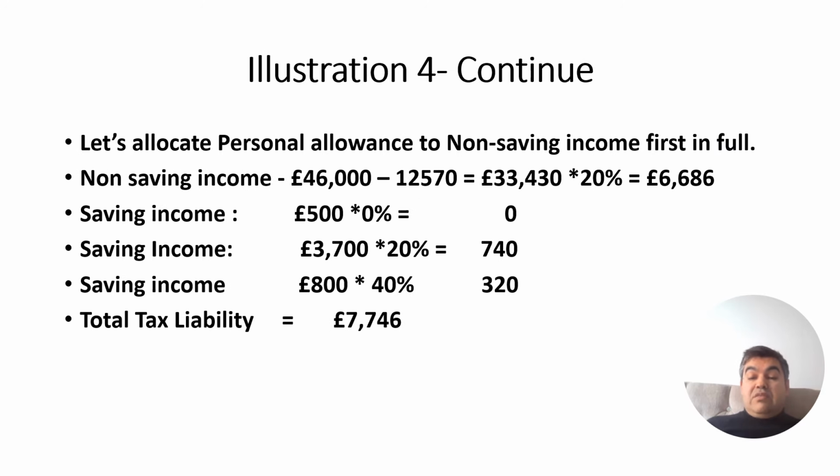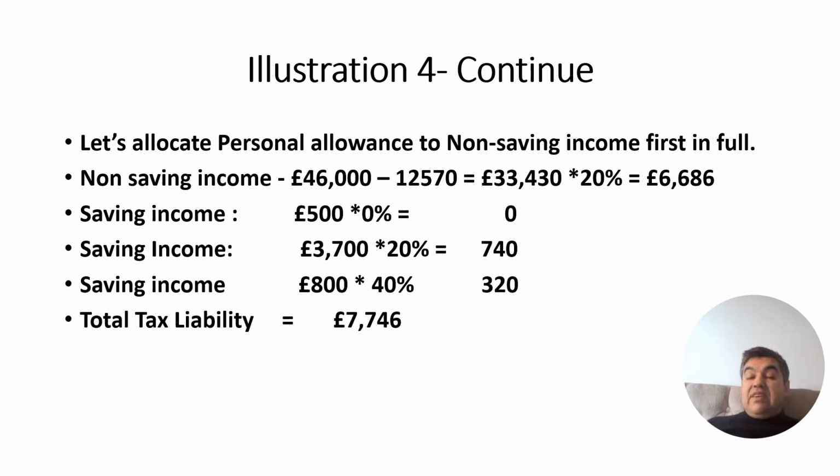So let's calculate. Let's allocate the personal allowance to non-savings income in full. So his non-savings income is 46,000 minus 12,570. Sorry, I didn't make any table, but by now you should understand it. Then multiply by 20%. For his savings income, remember, he's paying tax at the higher rate, so take £500 and apply 0% because of his personal savings allowance of 500.